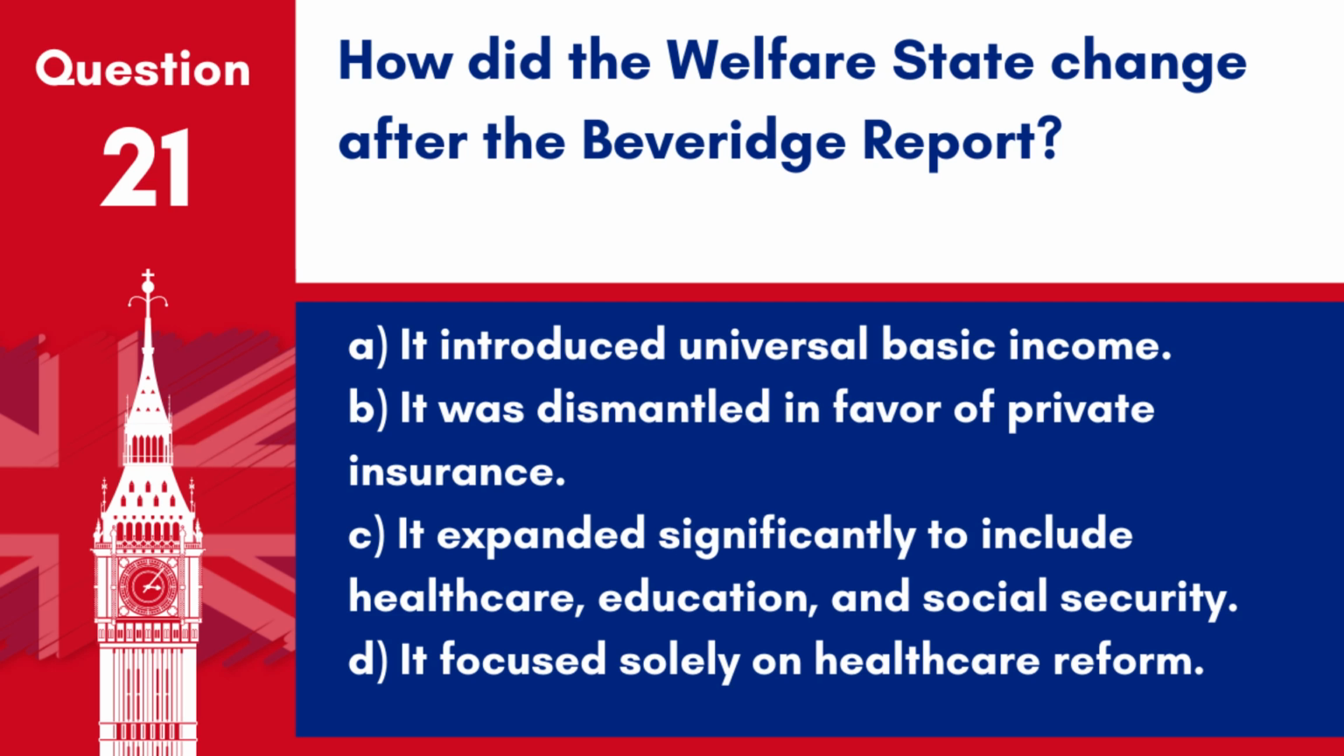Question 21. How did the welfare state change after the Beveridge Report? A. It introduced universal basic income. B.